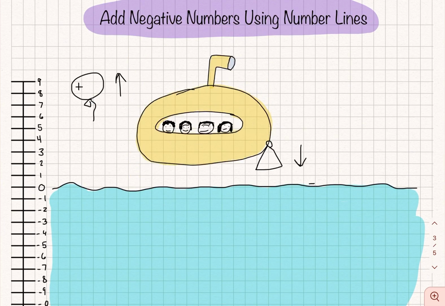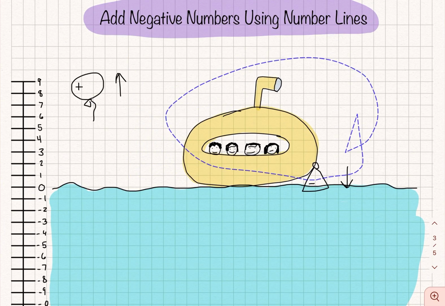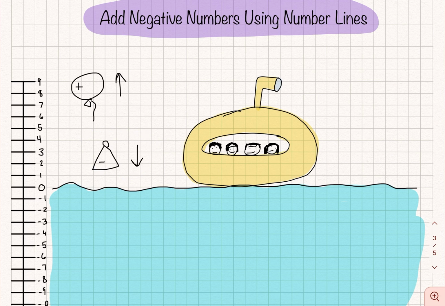So, to get started, let's just clarify a couple things. Positive numbers are like balloons. If you add a positive number, it makes the number go up. For example, 3 plus 3. These are positive numbers. They're above 0. That's that number right here. It's above 0. 3 plus 3 equals 6.